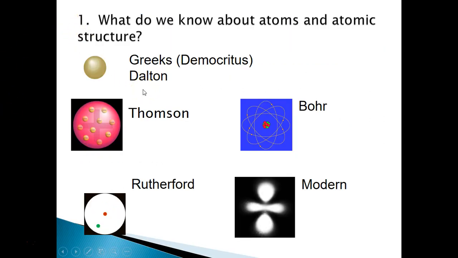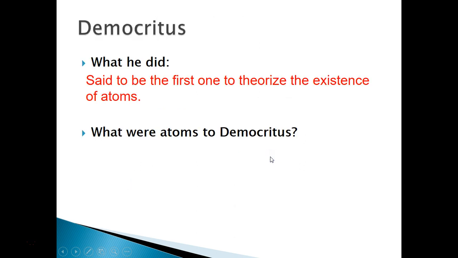So we're going to look at a number of experiments and discoveries throughout history that led us to our current understanding of atomic structure. We're going to look at Democritus, who was a Greek philosopher, John Dalton, who was an early 19th century scientist, J.J. Thomson, who did his experiments toward the end of the 19th century, and Ernest Rutherford, who was an early 20th century chemist. We are going to look at Niels Bohr and the modern theory of atomic structure, but not until Unit 3.